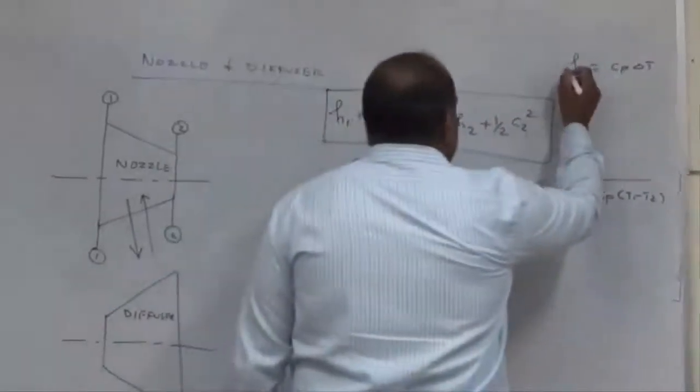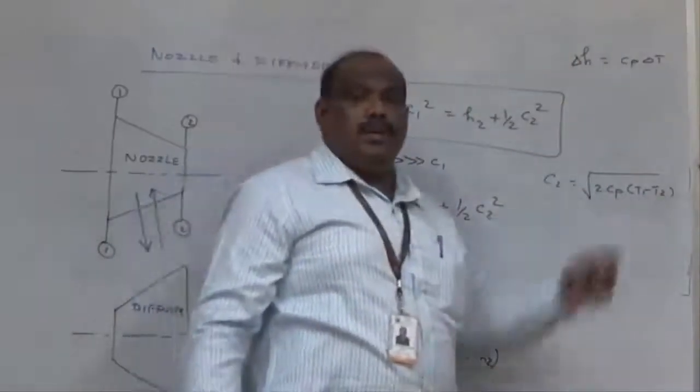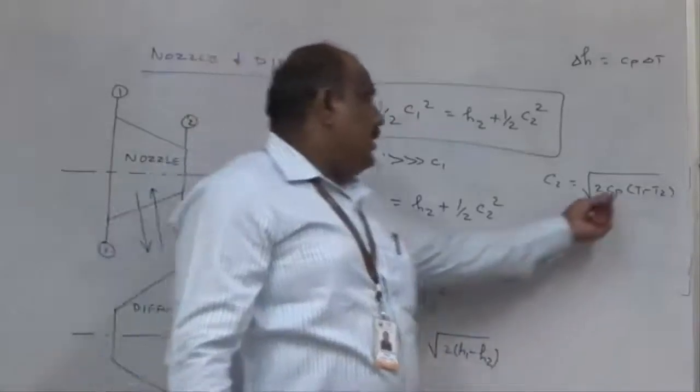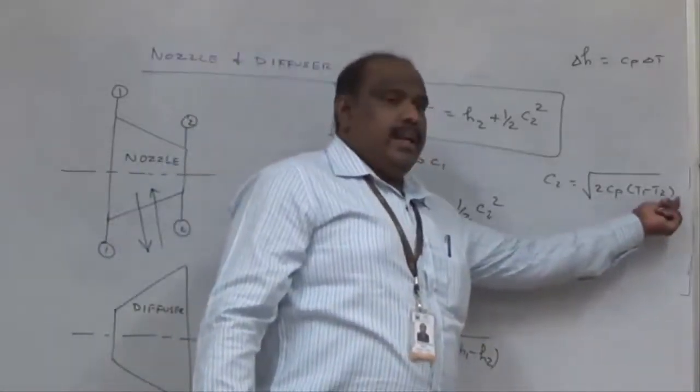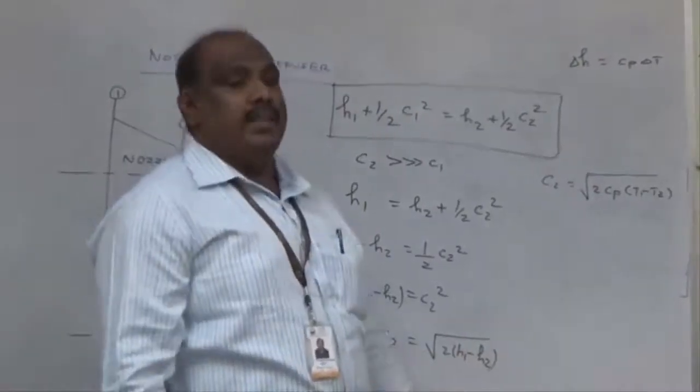Here the delta H will be given as 2 Cp into (T1 minus T2). So if we know the inlet temperature and the exit temperature, it is possible to find the velocity of the nozzle, even if the other parameters are not given.